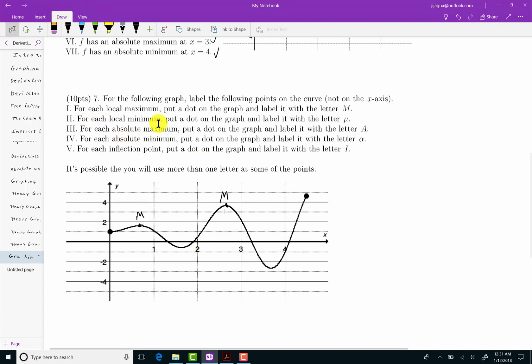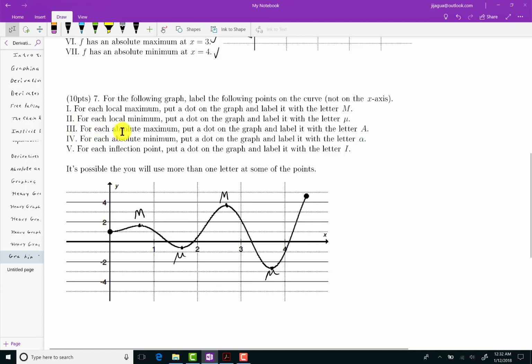For each local minimum, put a dot on the graph and label it with the letter mu. The reason I choose mu is because it doesn't look nearly as much like M, although I'm beginning to think that students might be able to play this game and make something that is difficult for me to discern. But let me go ahead and put my mu there and put my mu here. See how that kind of is sort of like an M? So I guess if I were a student and concerned if the instructor would understand me, I would try to make my capital M very capital M-ish.